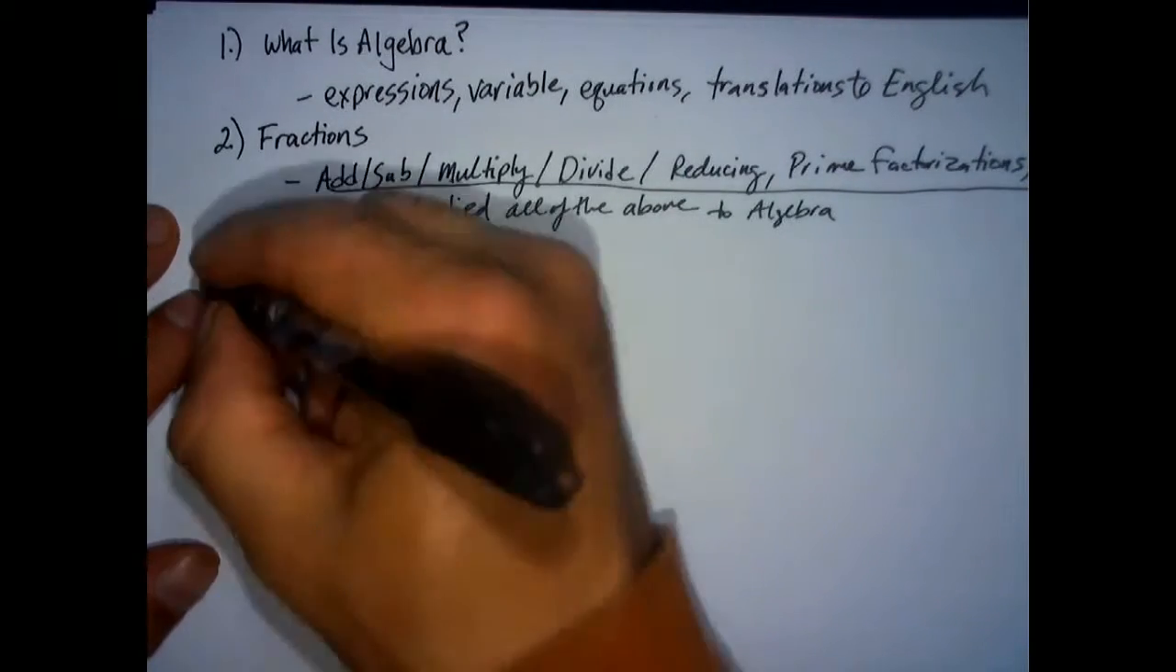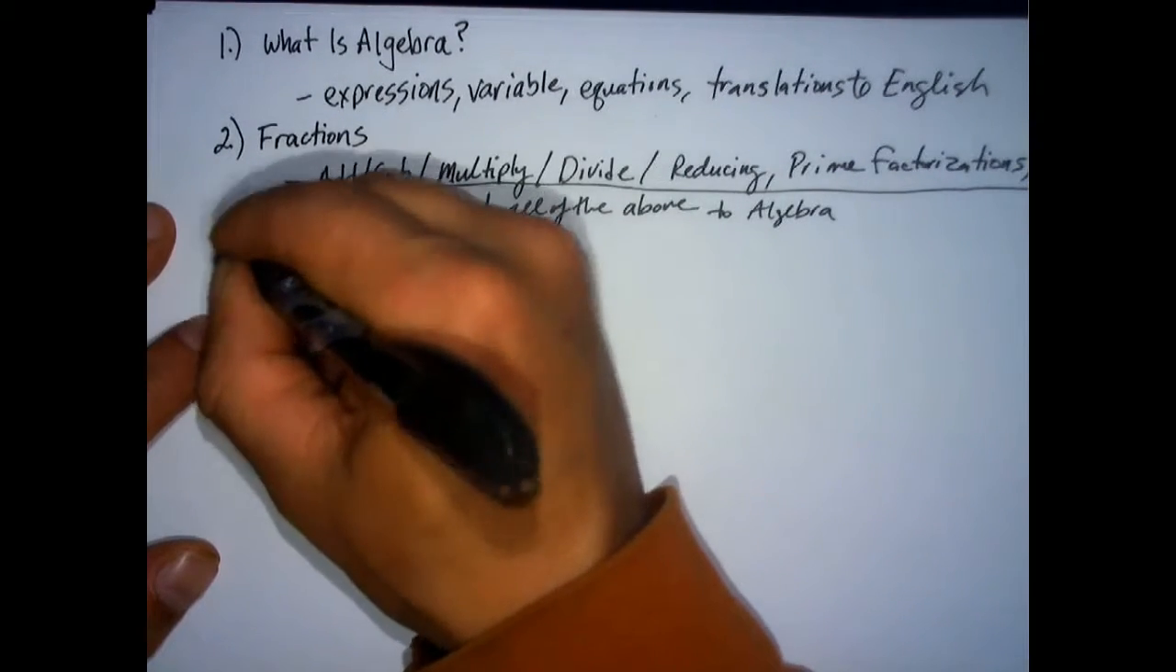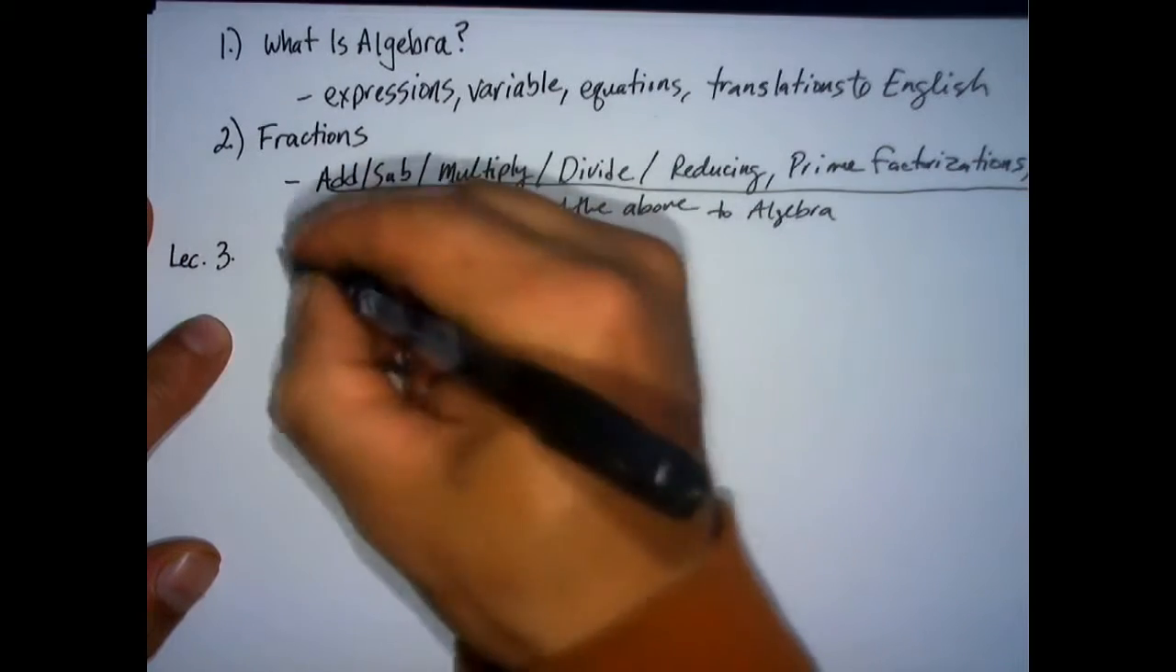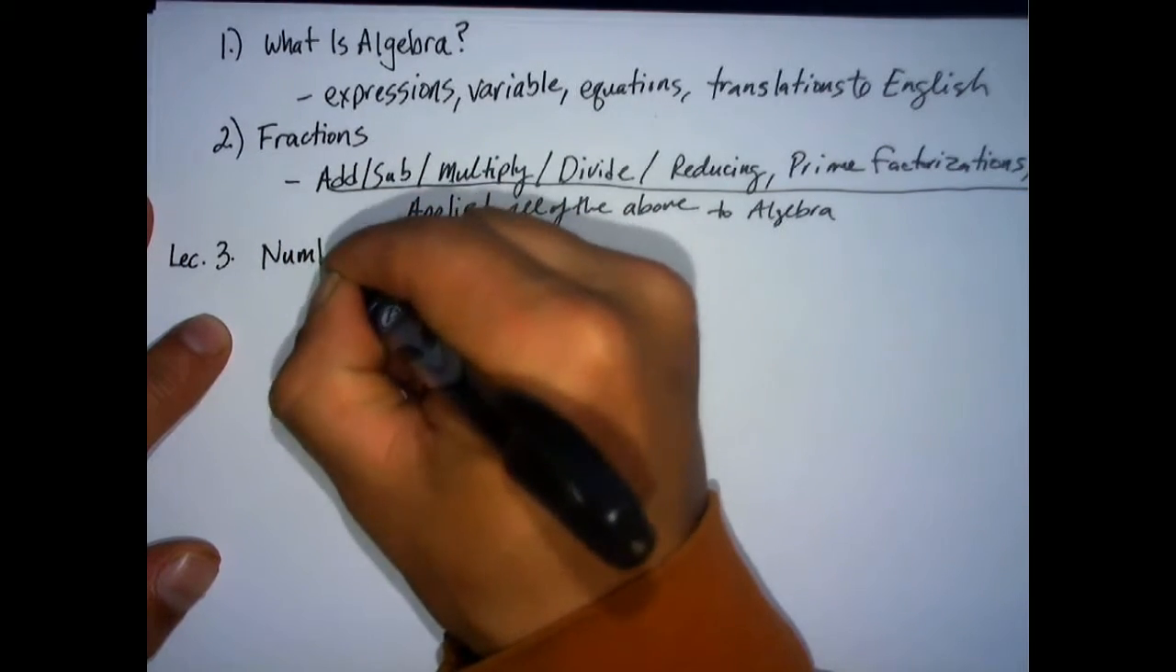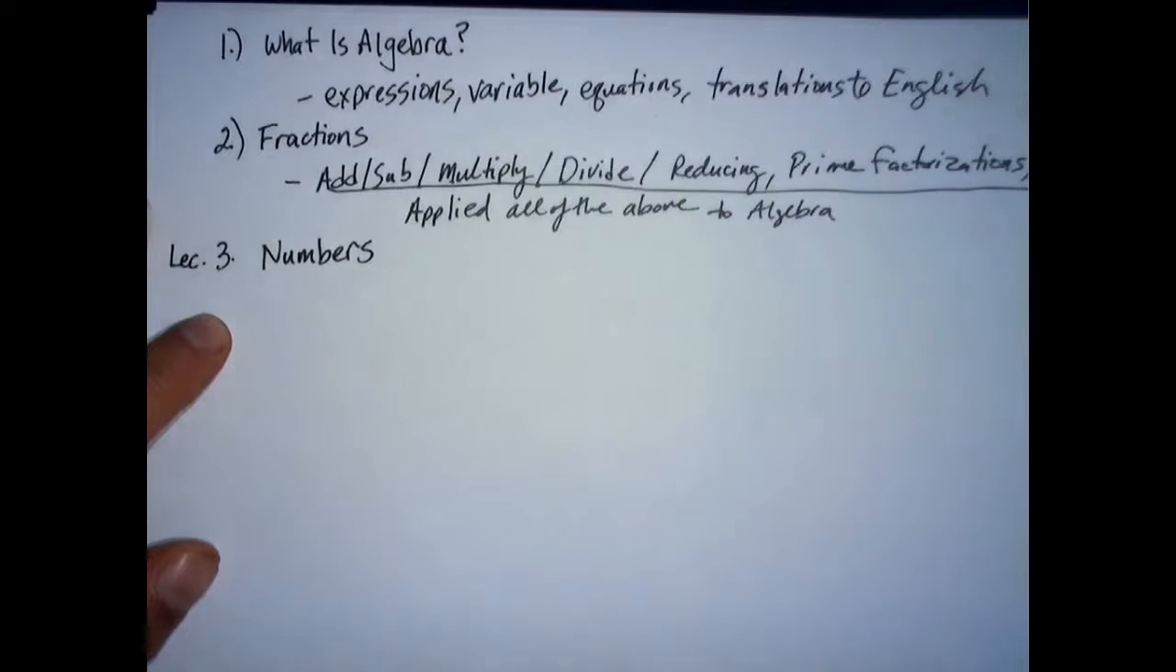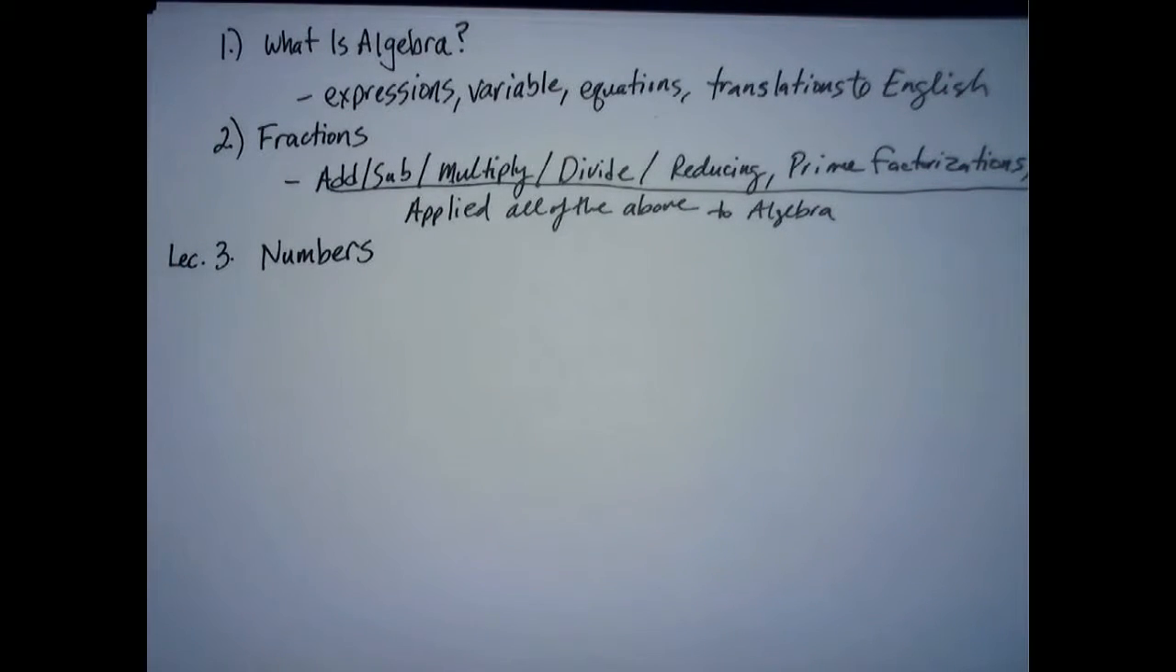Today we're going to get more specific. This is lecture 3, numbers. Today's topic is numbers. So we're going to go back to the basics, and we're going to talk about different types of numbers. Fun, fun, fun, right?